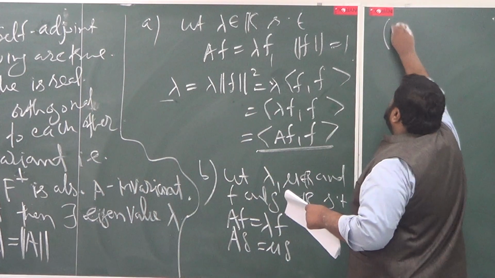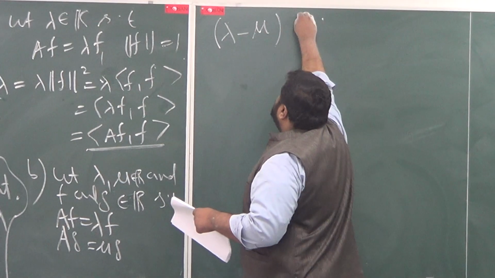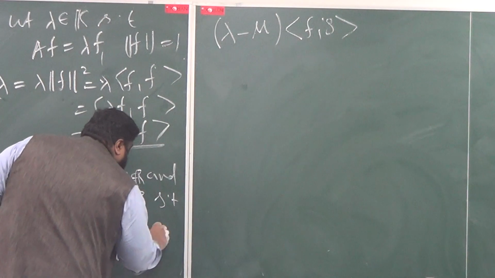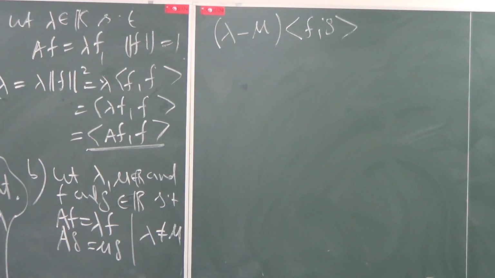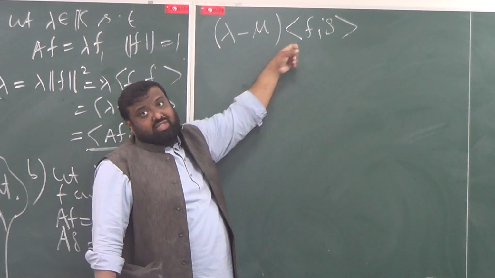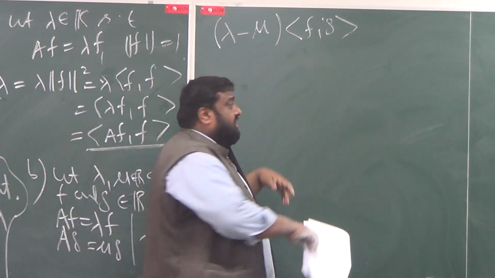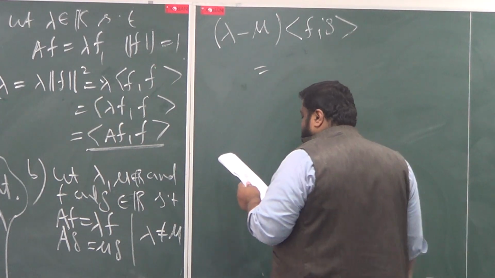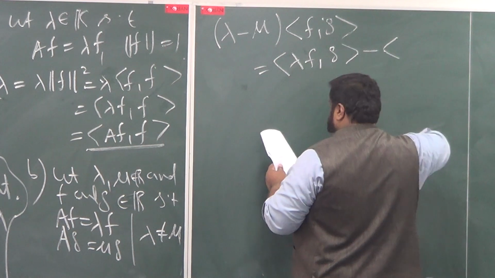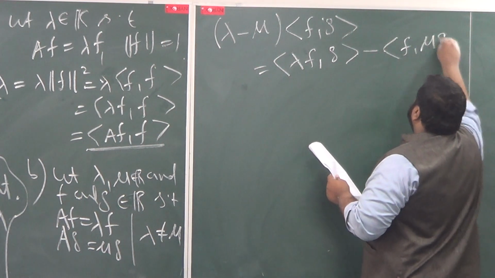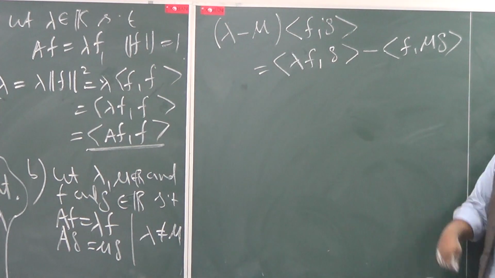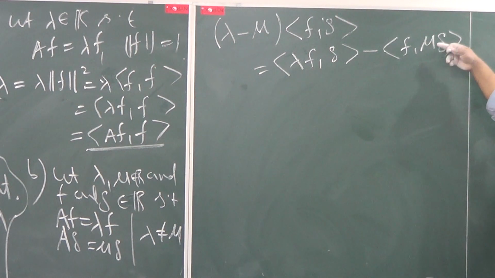Let's begin with this calculation: (lambda minus mu) times <f, g>. I can assume in addition that lambda is different from mu. I will show that this product is 0. If this product is 0 and lambda minus mu is non-zero, then <f, g> must be 0. So this is my intention. Then I can say that this is the same as <lambda f, g> minus <f, mu g>. Agree? I just multiplied with lambda and substituted, and multiplied with mu and substituted in the second component, because mu is real, its conjugate is going to be mu itself.